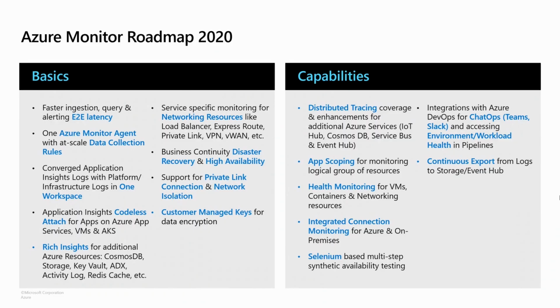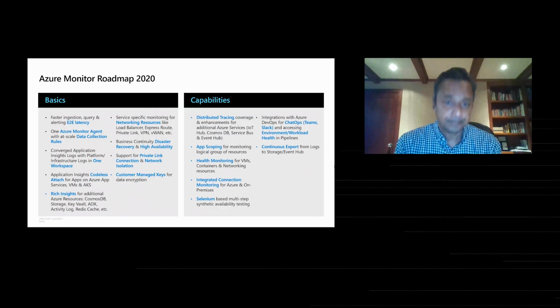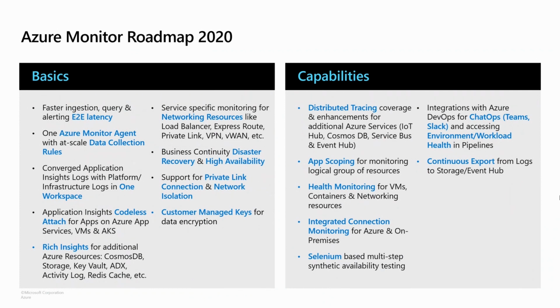We discuss this in two broad buckets. First up are basics, and then the capabilities we're adding. We're investing a lot in the basics. This is based on the feedback we've received from you. We want to make the ingestion faster, reduce the latency so you're able to get the data sooner and do your detection and troubleshooting. We're unifying all the different agents into a single agent to make it simpler for you to manage your agent deployments. And we're also making it easy to attach to different apps, AKS, app services, and apps running on VMs to enable App Insights. We're continuing to invest more in adding more insights using workbooks and other insights across the Azure surface. And there's more coming on the compliance side, being able to support private links to provide network isolation, and providing customer managed keys for doing the data encryption.